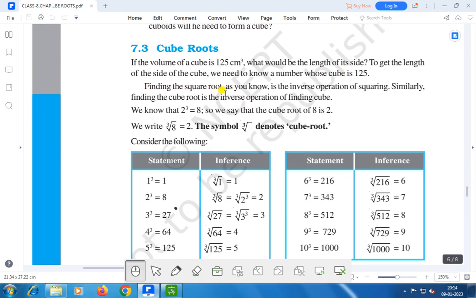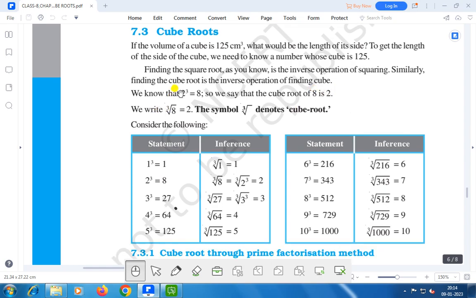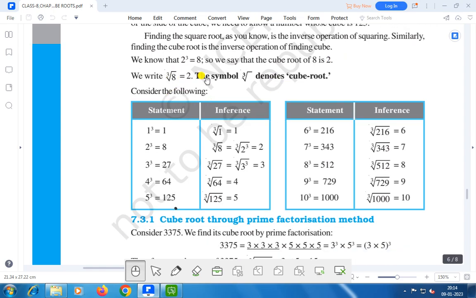Finding the square root, as you know, is the inverse operation of squaring. Similarly, finding the cube root is the inverse operation of finding the cube. We know that 2 to the power 3 is equal to 8. So we say that the cube root of 8 is 2. The symbol denotes the cube root.